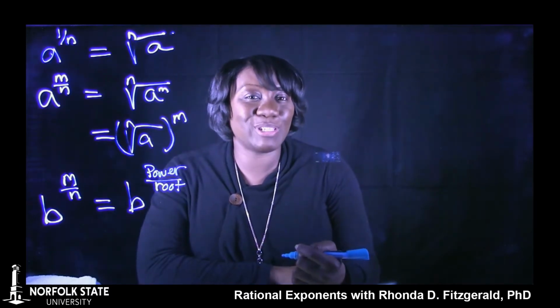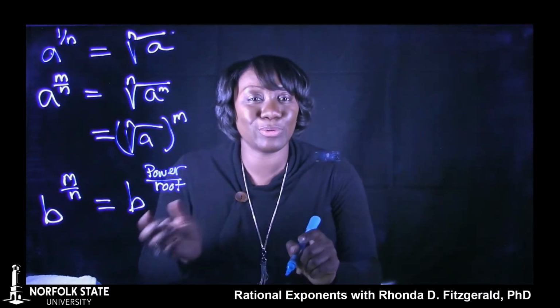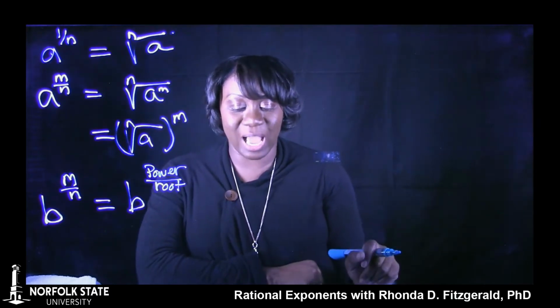And how do I keep that in mind? When I think of tree roots or any kind of root, where do roots grow? Roots grow from the bottom, so that bottom number denotes your root. That's a silly thing, but it helps you remember which one's your power and which one's your root. Your root grows from the bottom, so the bottom number represents our root.